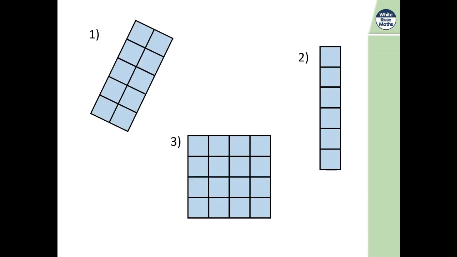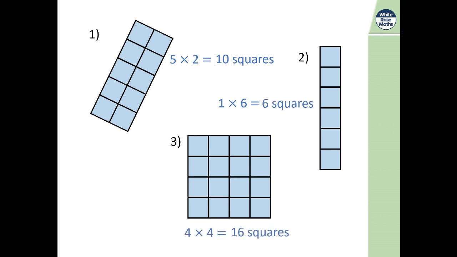Can you have a go at Amir's method to work out the areas of these shapes here? Pause the video now and have a think. How did you do? 5 times 2 equals 10 squares. 1 times 6 equals 6 squares. And 4 times 4 equals 16 squares. Well done.